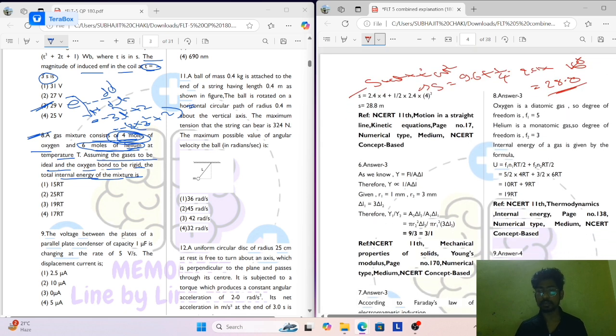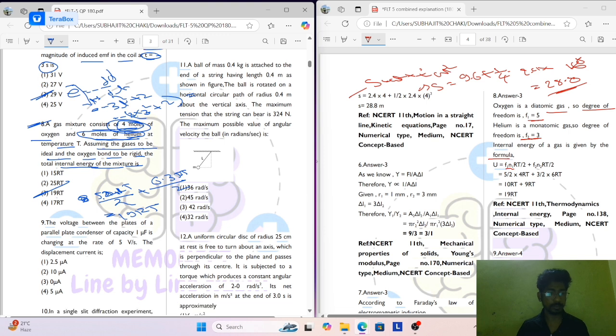So for diatomic gas, the degree of freedom is 5. For monatomic gas, it is 3. Internal energy formula is given by f1 n1 RT by 2 plus f2 n2 RT by 2. Okay, means the degree of freedom into nRT by 2. So for the first case, it is 5, n1 means 4, RT by 2. 5 into 4. For the second case, it is 3 into 6 RT by 2. So 20 by 2 means 10, 18 by 2 means 9, 19. So therefore 19 RT will be our correct answer.